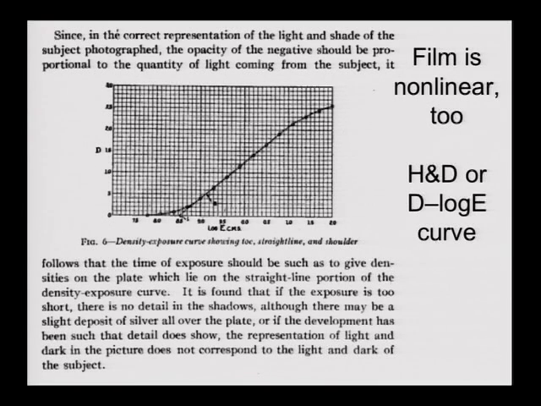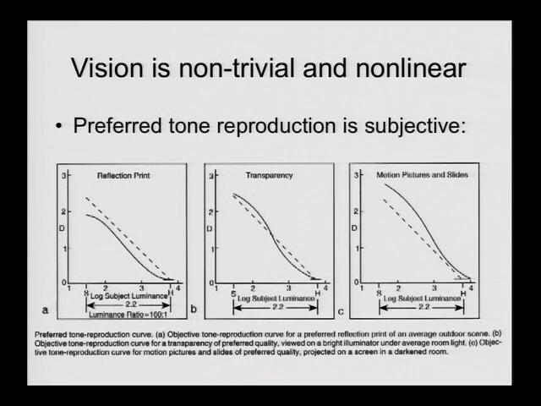So film is nonlinear. The term gamma in photography is used a lot in film, and I don't know if it originated there or if it originated in the television technology. I'll have to look into that. But the gamma is the slope. All of these curves that I just showed you, you can measure the slopes at different points. And the slope in a log-log space like this is called gamma.